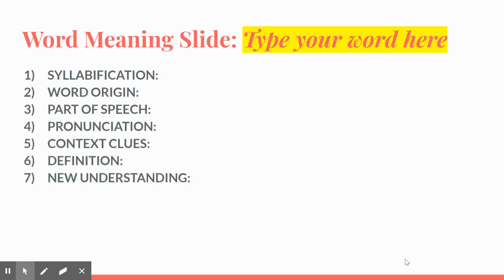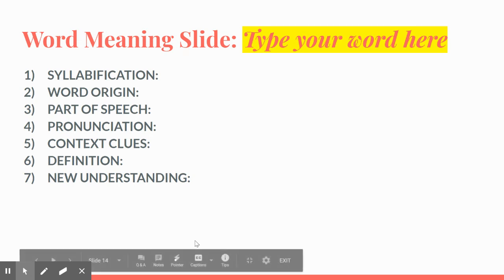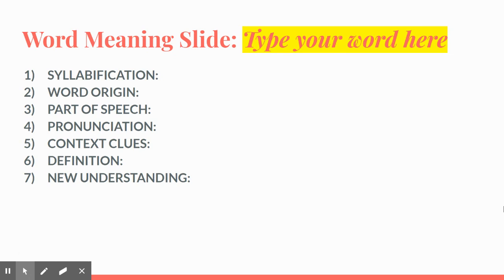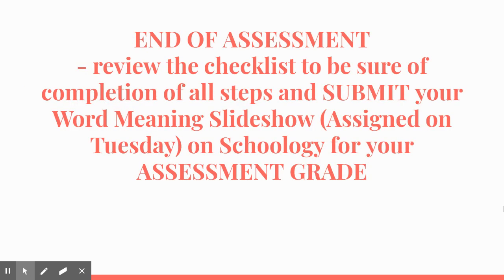That's their dishonesty. So now, you are going to have the opportunity to create your own slideshow where you are following the 7 steps. Whatever text that you have selected, that's fine. But we need, for the highest scoring possible, 8 different words with the 7 steps for each. Again, go back to the rubric if you want to make sure how to earn the most points possible. This slideshow will be added, and at the end of the assessment, I want you to review the checklist to be sure of completion of all steps before you submit your word meaning slideshow.